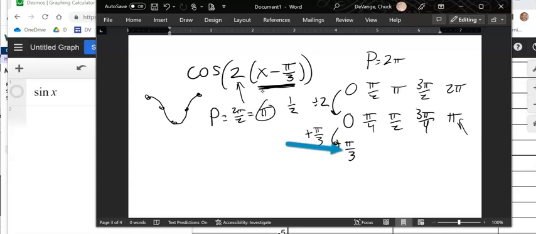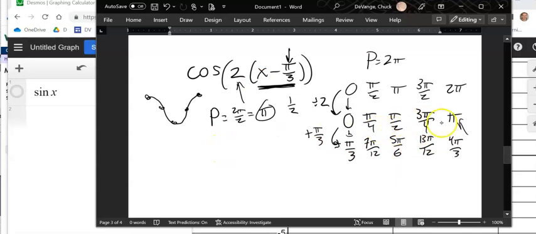That's so nice that, since this has been a 0 the whole time, that shift shows up as, it's not really my first point, but the first identified point that I have. And as I go to add pi over 3 to all of these, this would be 7 pi over 12, 5 pi over 6, 13 pi over 12, 4 pi over 3. And we've talked about how to do this sort of thing on your calculator or by hand as you need to.